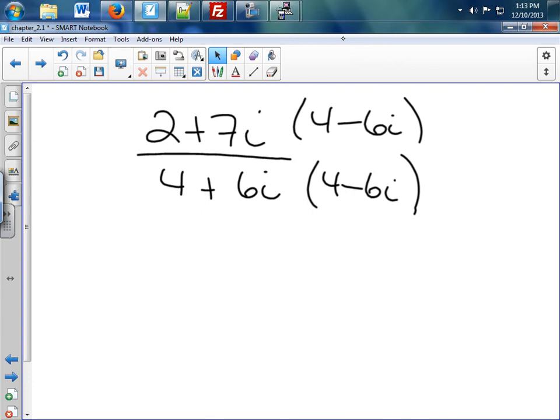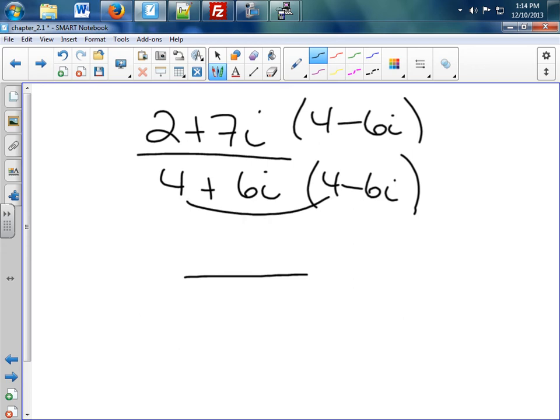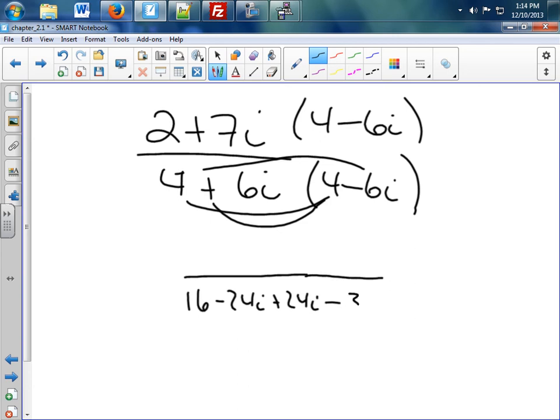I don't know if that's right, but. Now, if you get really good at this, the bottom comes out really fast, and I always do the bottom first, okay? This is difference of squares, so a lot of people may just go 16 minus a minus 36. You'll get there at some point. Probably not right now. So I will do it for you. I'm going to take 4 times 4, which is 16. The outer is negative 24i. The inner is positive 24i. And the last one becomes negative 36i squared.